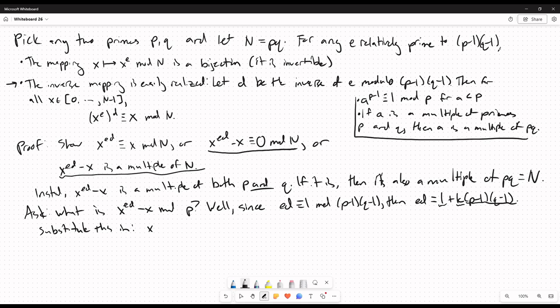That tells me that x to the power of 1 plus k times (p minus 1)(q minus 1), minus x mod p. And now I'm going to do some tricks. One trick is that I have some addition here. Due to my exponent properties, I can rewrite this as x times x to the power of k(p minus 1)(q minus 1), minus x mod p.